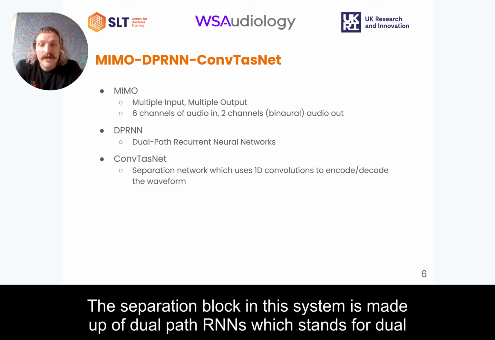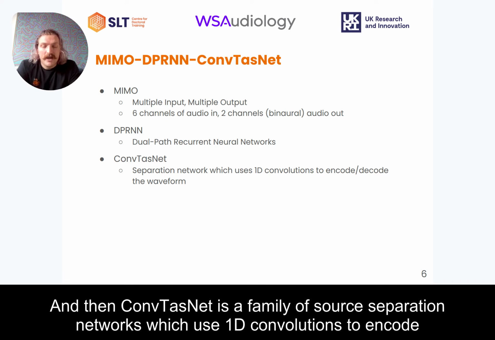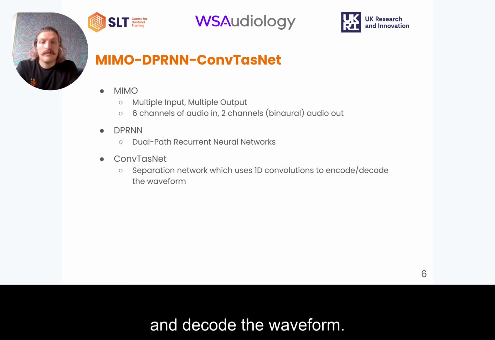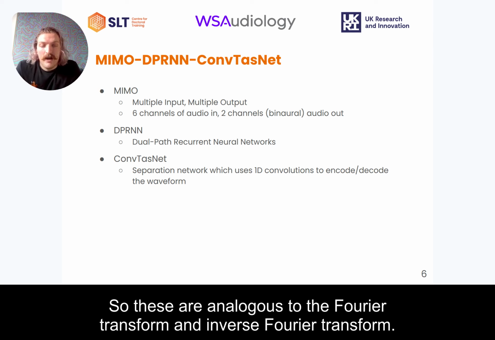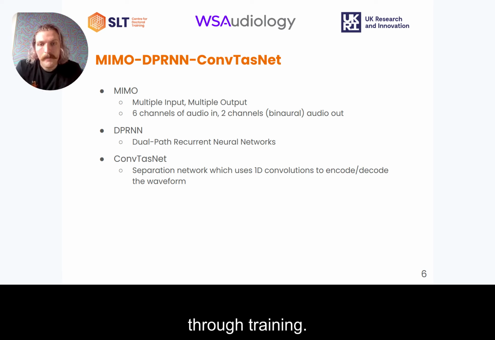The separation block in this system is made up of dual path RNNs, which stands for dual path recurrent neural networks. And then ConvTasNet is a family of source separation networks, which use 1D convolutions to encode and decode the waveform. These are analogous to the Fourier transform and inverse Fourier transform. So instead of getting specific frequency representations, we get learned feature representations through training.